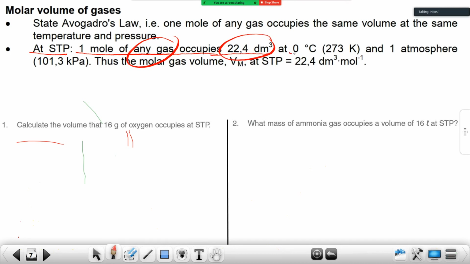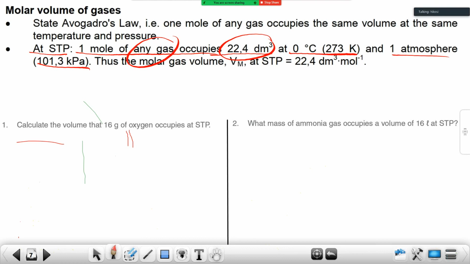But now at what temperature? At 0 degrees Celsius, which is now 273 kelvins, and then 1 atmospheric pressure. So what are these? These are the conditions for STP. The temperature must be 273 kelvins, and the pressure must be 101.3 kilopascal. That is very, very key.